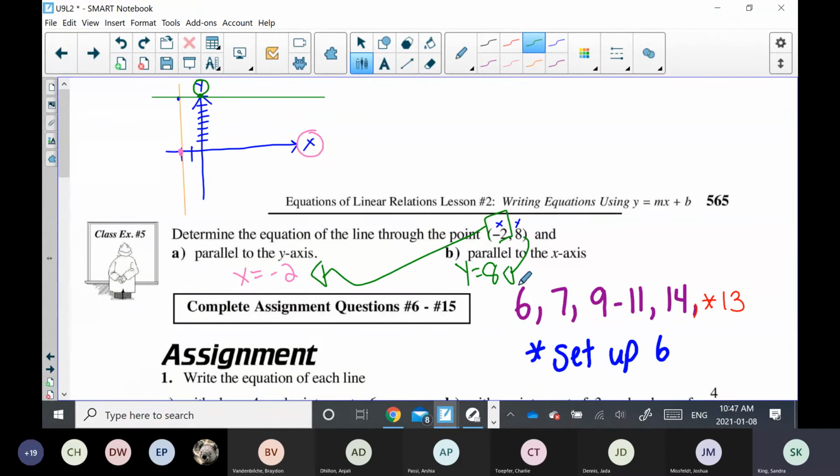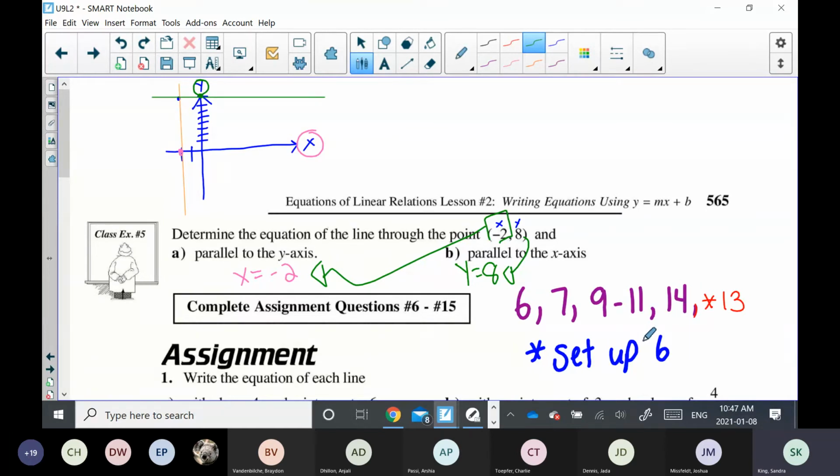Okay, the homework that I want you to do for this lesson. So in your book, I want you to do now questions 6, 7, 9 to 11, 13, and 14. So 6, 7, 9 to 11, 13, and 14.